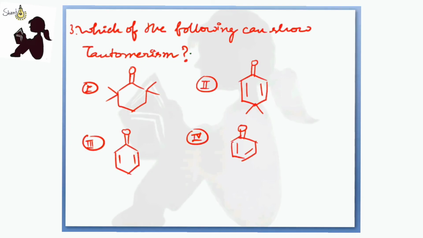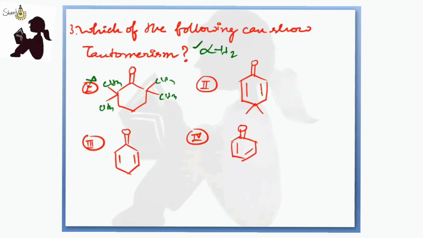Now let us see which of the following can show tautomerism. To know which of them show tautomerism, we have to find what? Alpha H2 here. So let's see which of them has alpha H2. Here you can see that it has CH3, it also has CH3, the neighboring atoms of ketone. So there is no alpha H2, so it won't form tautomers.